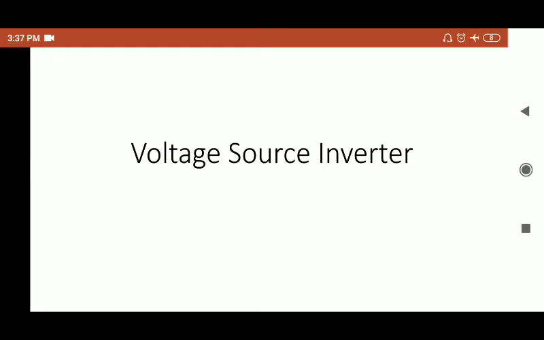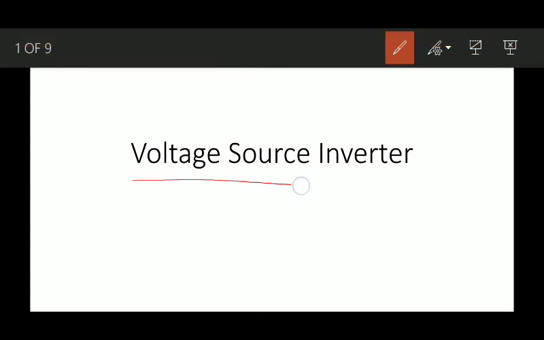In today's lecture, we will discuss the voltage source inverter. As you all know, an inverter is a device which converts DC voltage to AC voltage. Its functionality is just opposite of the rectifier. A rectifier converts AC voltage into DC voltage. In today's lecture, we will discuss the voltage source inverter, in short also called VSI.